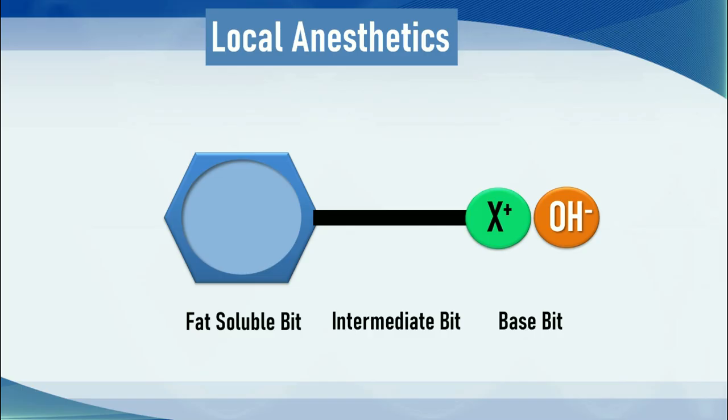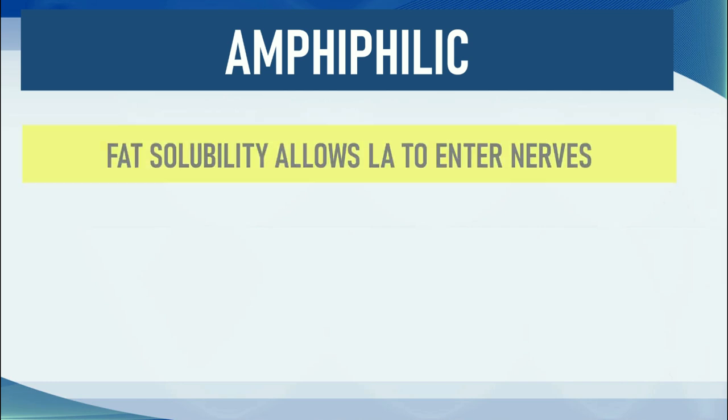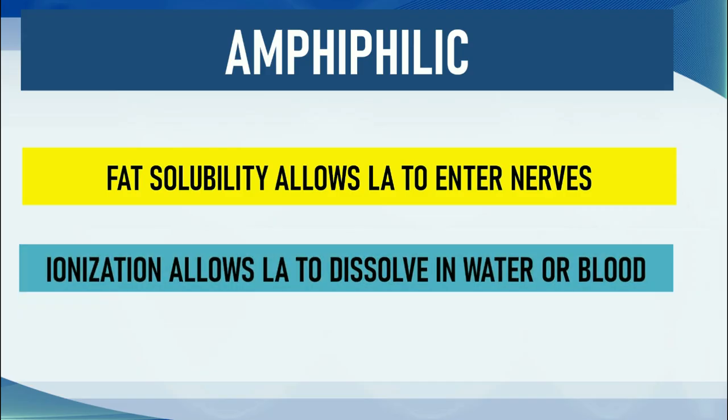This combination is critical to the functioning of local anesthetics because they are amphiphilic. Fat solubility allows the local anesthetic to enter nerves. Ionization allows the local anesthetic to dissolve in water or blood.